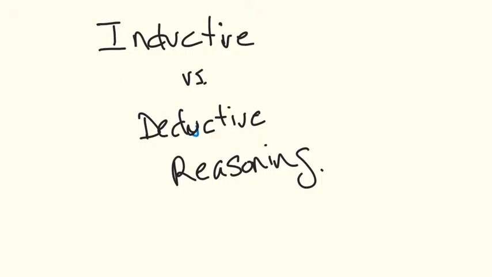Deductive reasoning, on the other hand, is a process where we make certain assumptions about the world, and if those assumptions are true, we're able to draw conclusions about other things in the world. We're going to look at inductive reasoning first.